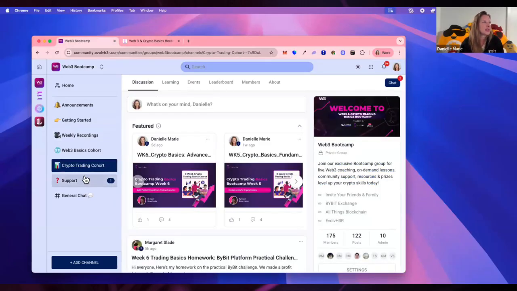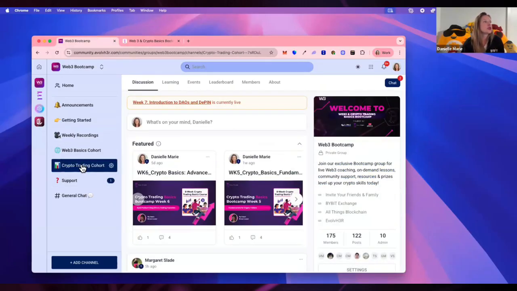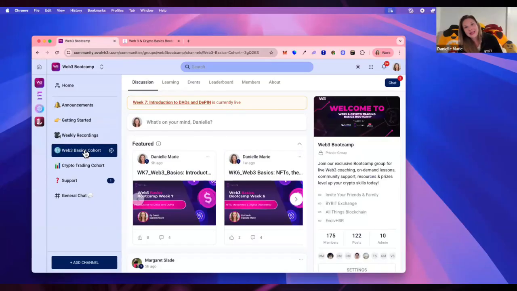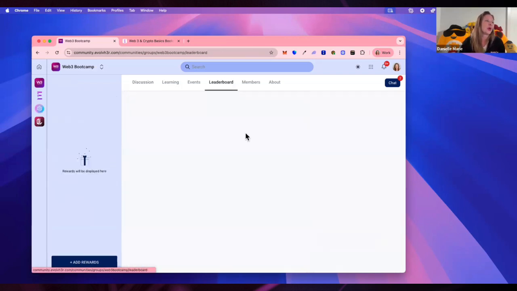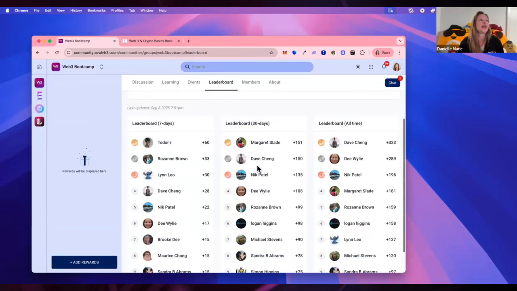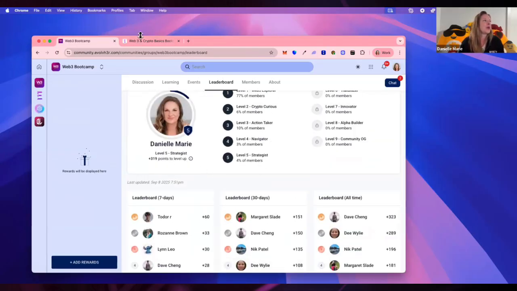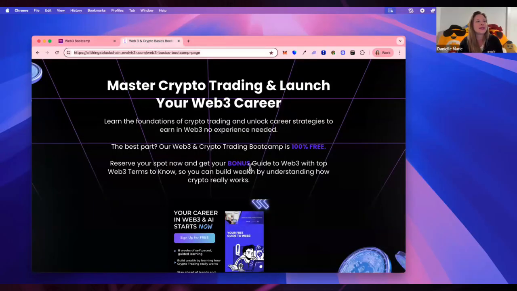While we've been delivering this live, you can go into the crypto trading or the Web3 basics. Web3 basics is Monday night. Crypto trading is on Wednesday. For those of you that have been learning how to trade crypto, you can see the leaderboard of people that have been participating. If you want access to that, all you need to do is sign up on the landing page.